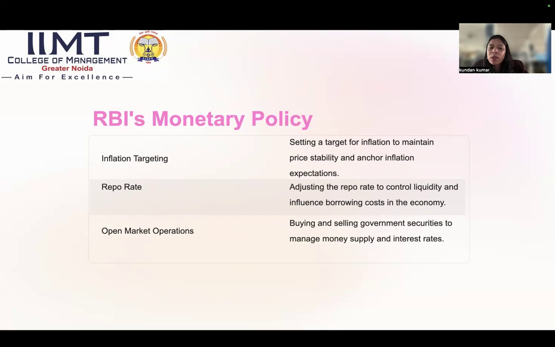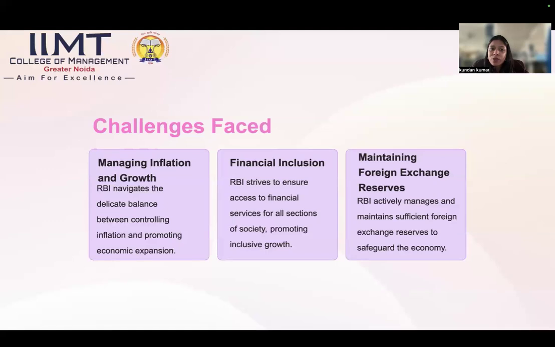Third one, open market operations. RBI performs the functions of buying and selling government securities to manage money supply and interest rates. There are some challenges faced by Reserve Bank of India. First one is managing inflation and growth. Second one is financial inclusion, and the third one is maintaining foreign exchange reserves.